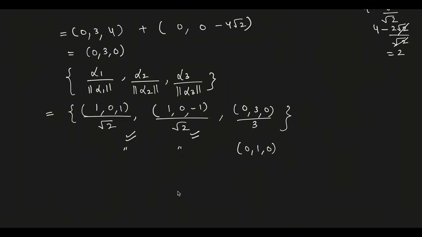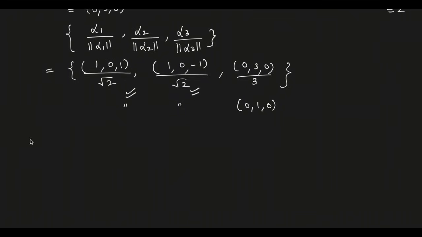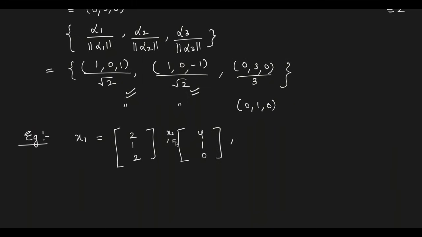Next example. I am giving this example to try: 2 1 2. You can try this at home because it is lengthy. x2 is 4 1 0, x3 is 3 1 minus 1. Here also you need to find the set of orthonormal bases.